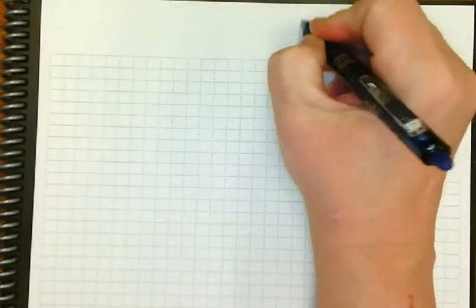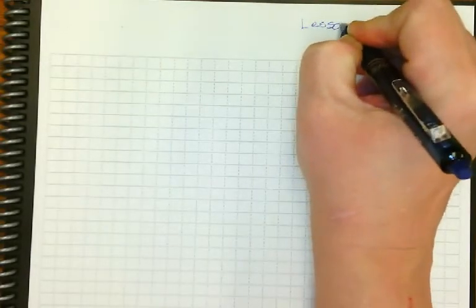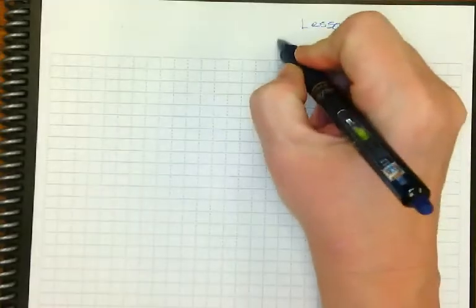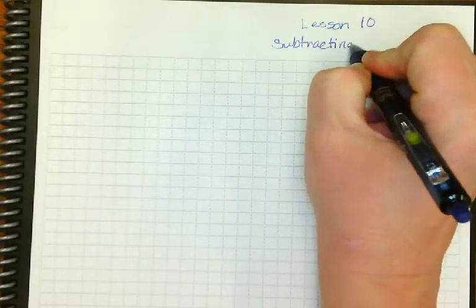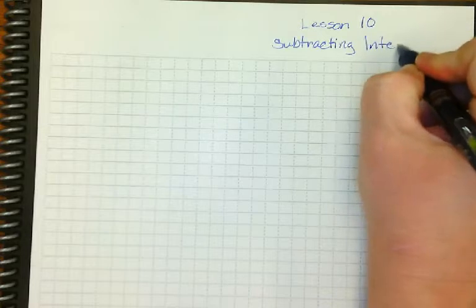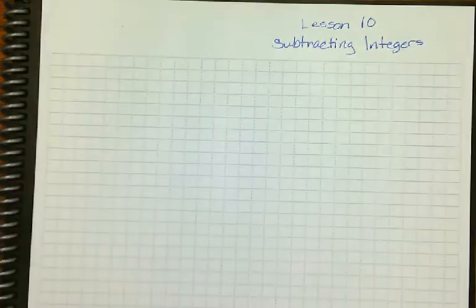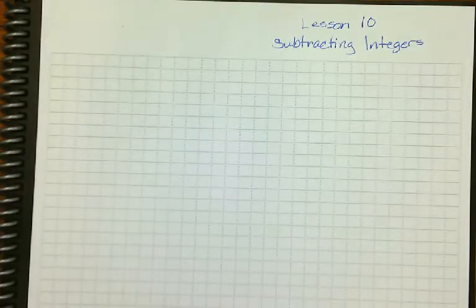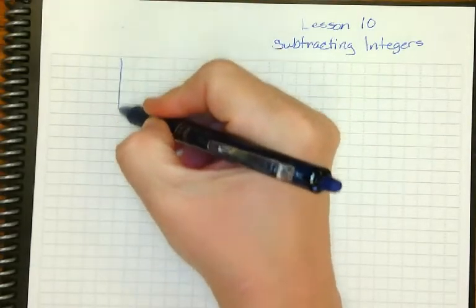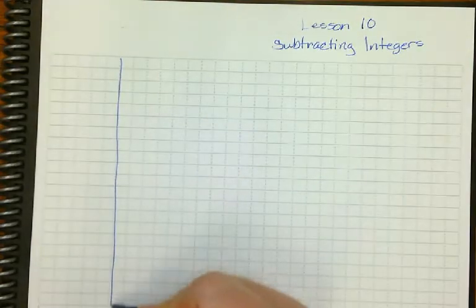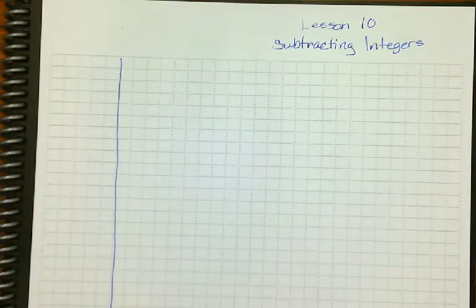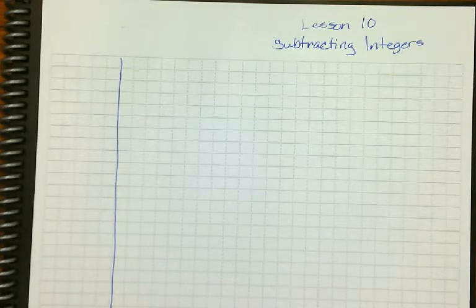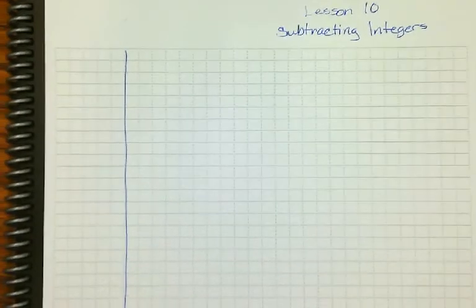We are here to do lesson 10, and it is subtracting integers. I know, and you're like, Miss Sissel, I already know subtraction. Let's see. Draw our Cornell line so we can make our quiz questions on the left, and we can write our things to remember in the bottom. And so here we go.